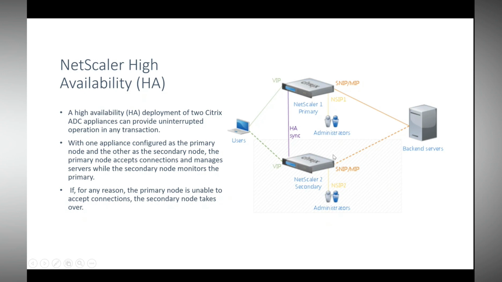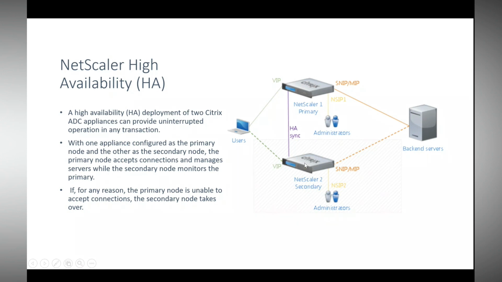So two things you have to keep in mind. Primary will receive the traffic, secondary won't receive the traffic. Secondary will only monitor the primary for the heartbeat. If there is no heartbeat, then it will consider the primary is down and it will take the role of primary.